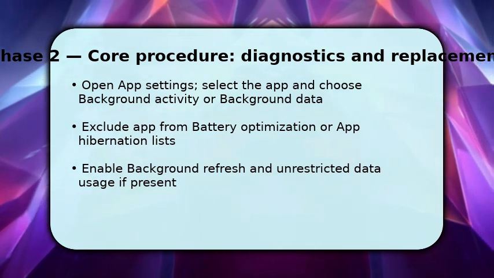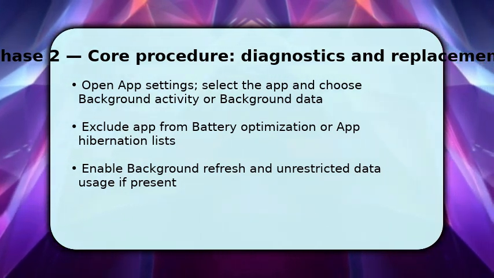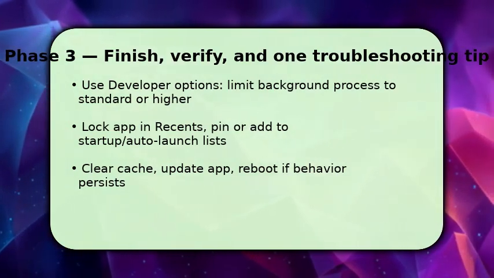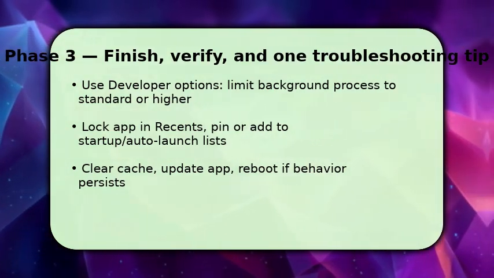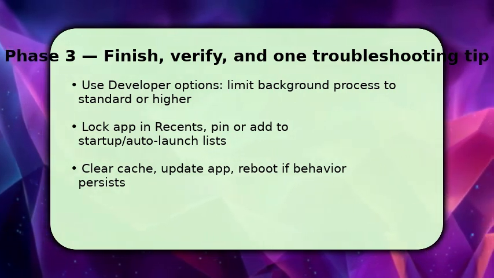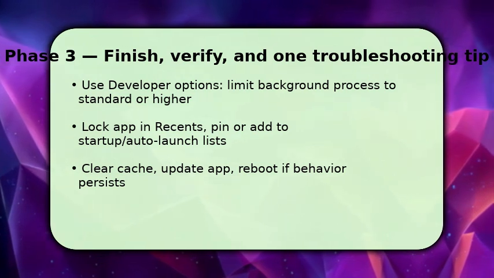Finally, you apply advanced measures. Enable developer options and avoid setting background process limit to low. Keep it at standard or higher so the system retains more apps. Lock the app in recents or add it to auto start or startup lists if the launcher supports that.